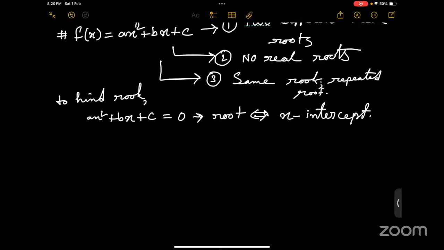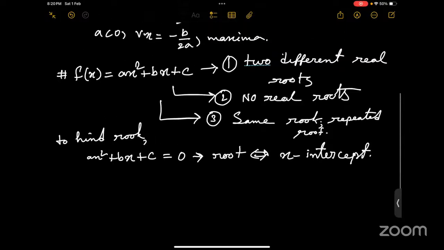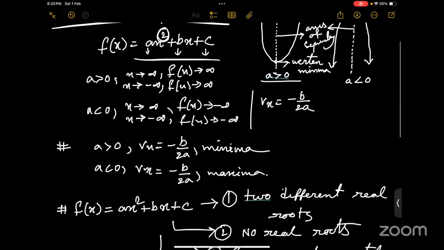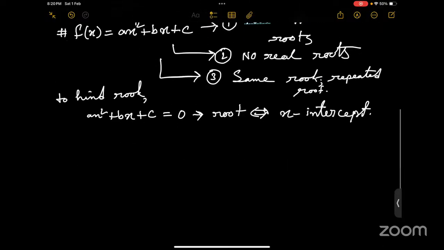Ma'am, please don't escape plotting the graph of a quadratic function. How to plot the graph?